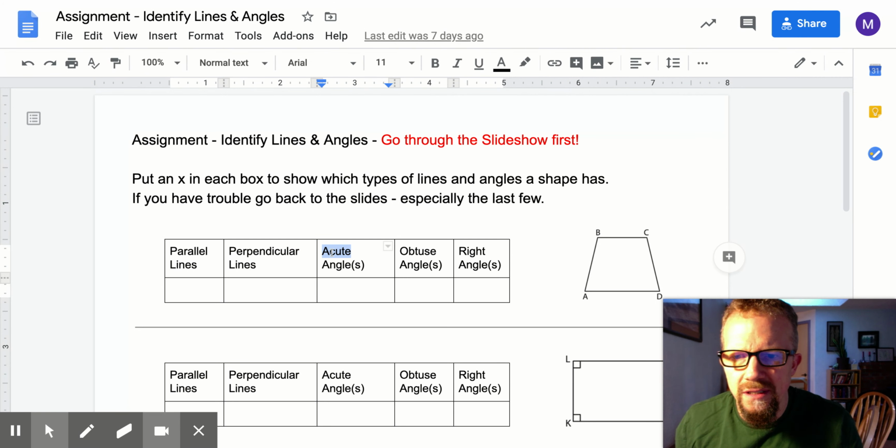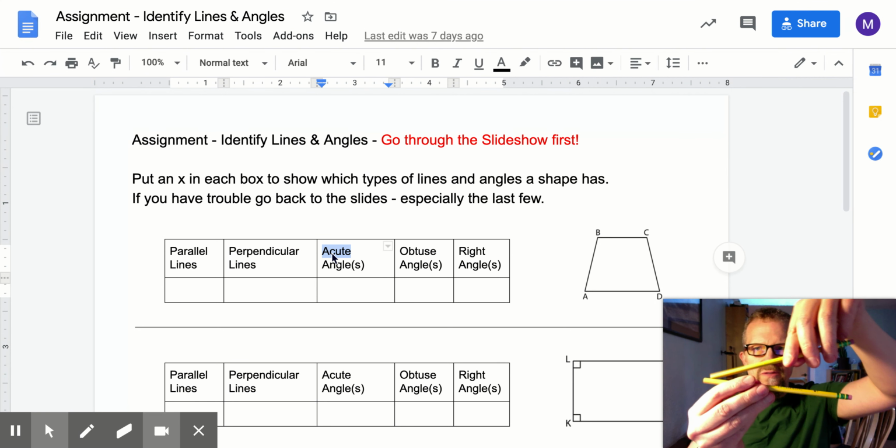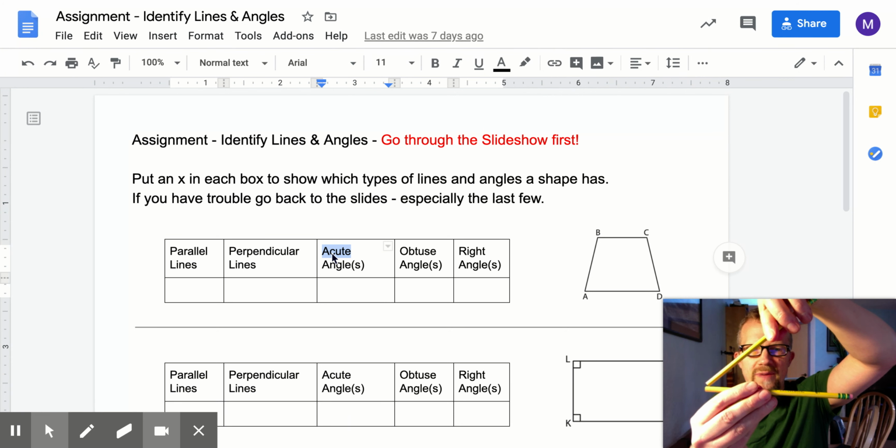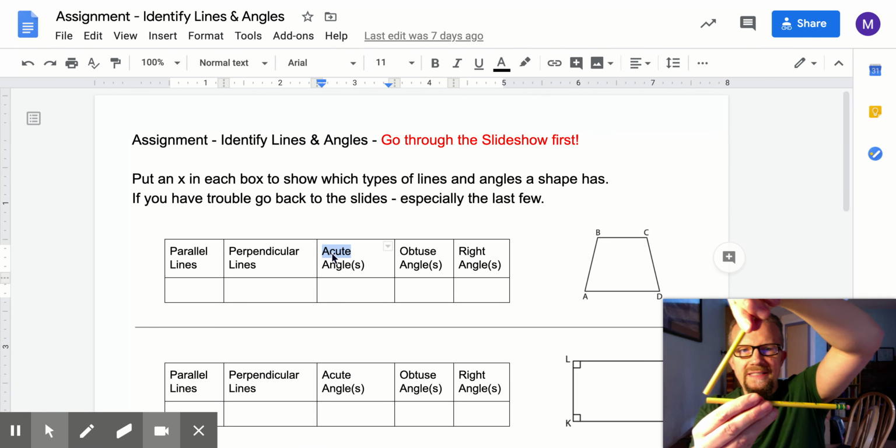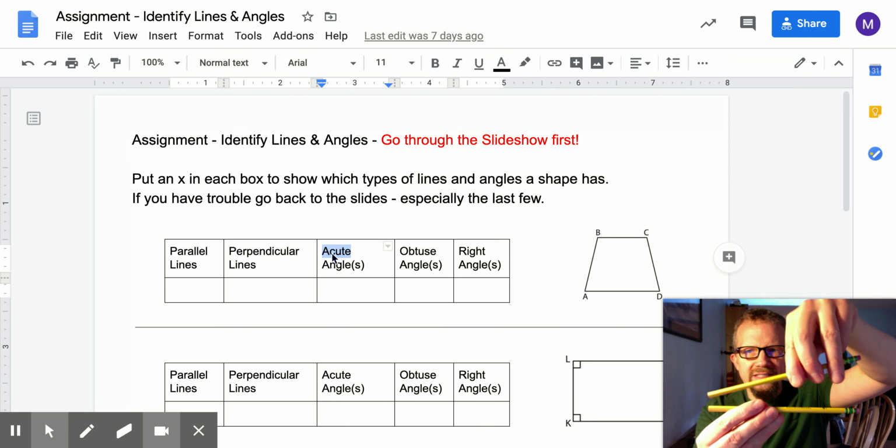Acute. Here's acute. Acute angles are these sharp angles. It's a narrow little angle. All these guys are acute, right? It's sharp right down in there.